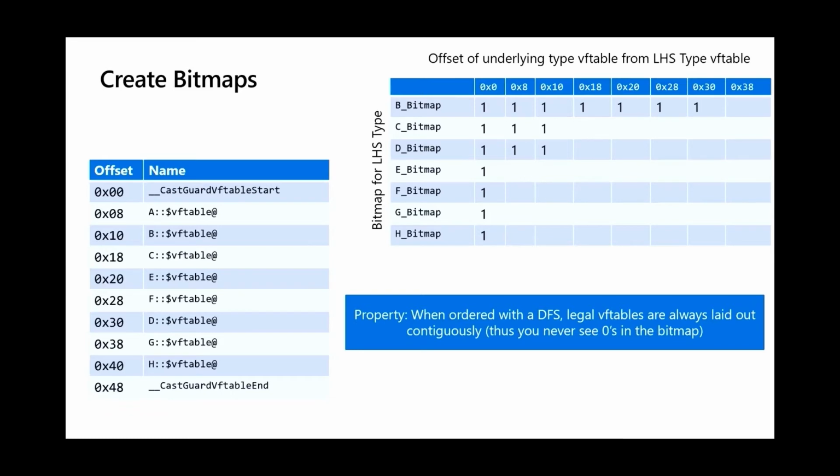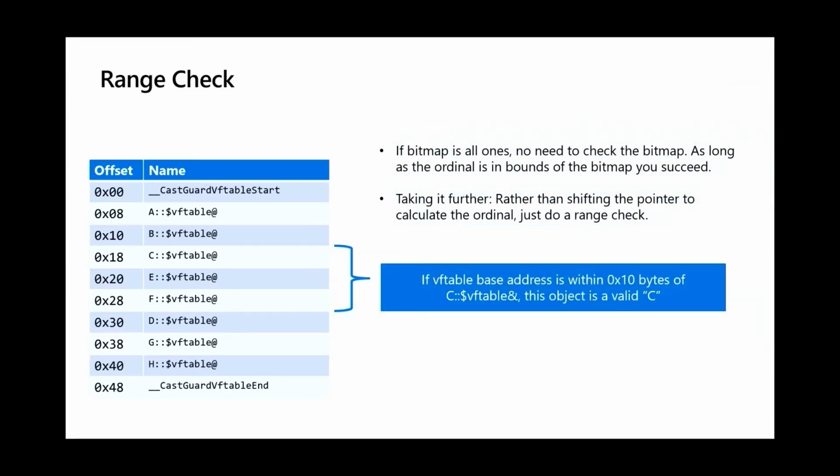And because they're laid out next to one another, you don't actually need to look up in the bitmap to see if the bit is a 1 or a 0. If the range check passed in that example, then you would know that the bitmap itself contains a 1, right? So you don't even need to look at the bitmap. And you can actually take this even further, and say you don't even need to compute the ordinal. You don't need to do that shift operation on the offset between the base vtable and the object's vtable. You can just do a range check.